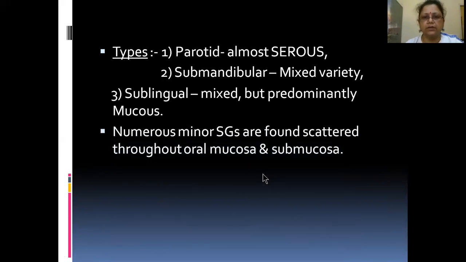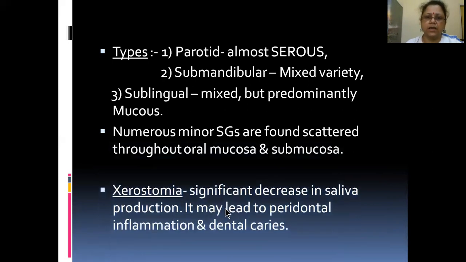Now, besides this, numerous minor salivary glands are found, as I told you, scattered throughout the oral mucosa and submucosa. And there is one word called xerostomia. What is xerostomia? Significant decrease in saliva production. It may lead to periodontal inflammation and dental caries. So the saliva has a lot to do in preventing infection of the oral cavity. Understood? Please remember the word xerostomia.